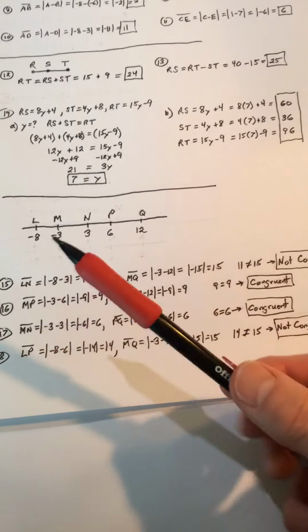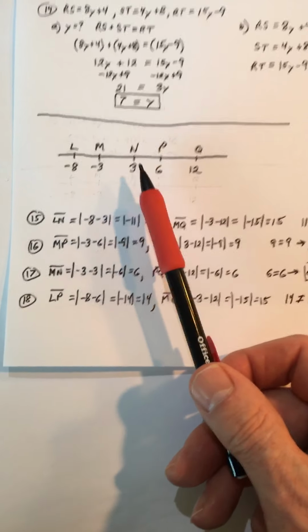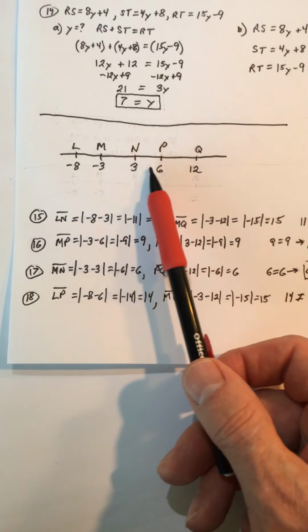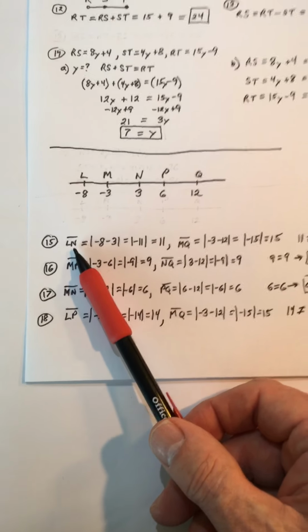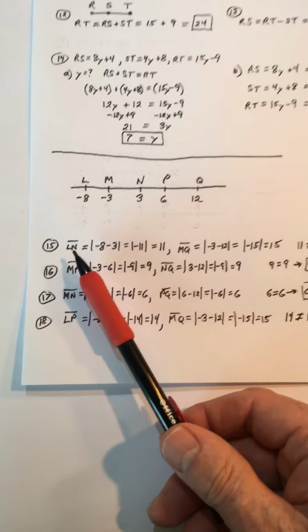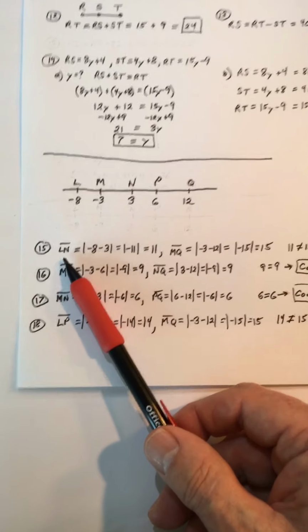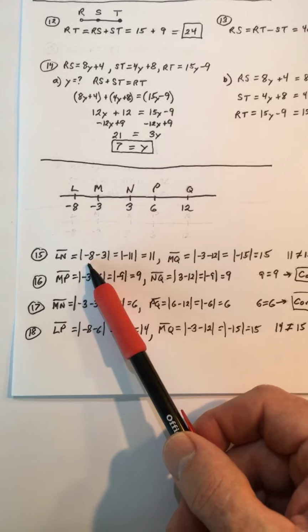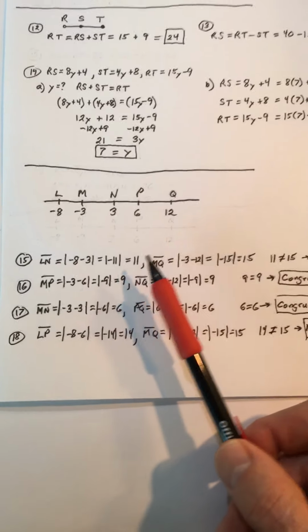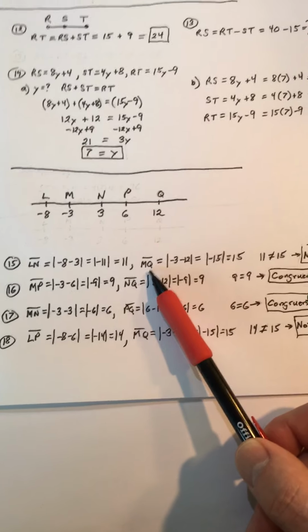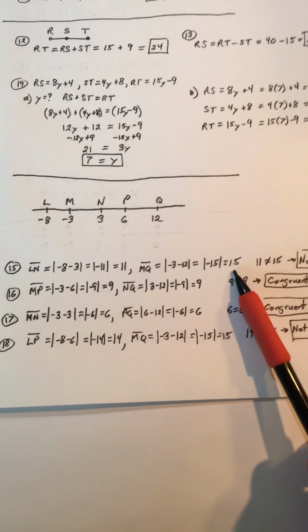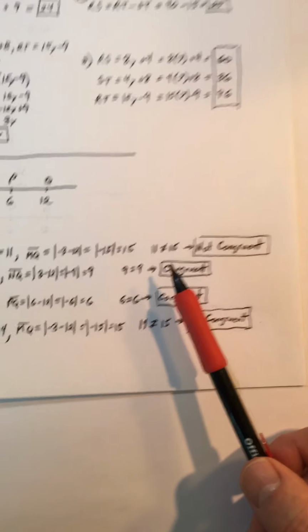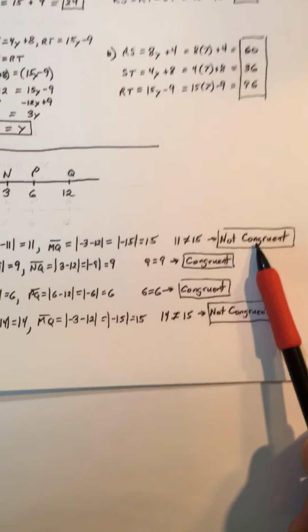For questions 15 through 18, we have a different line, and this is L, M, N, P, and Q. And again, they have values associated with them: -8, -3, 3, 6, and 12. And here they're asking us to look at lengths of two different segments and tell me if they're congruent. So congruent means they're the same length. So first of all, LN, so I take again absolute value of -8 minus 3, which is 11, and compare that to MQ. MQ, absolute value of -3 minus 12, which is absolute value of -15 or 15. 11 is not equal to 15, therefore those two segments are not congruent.